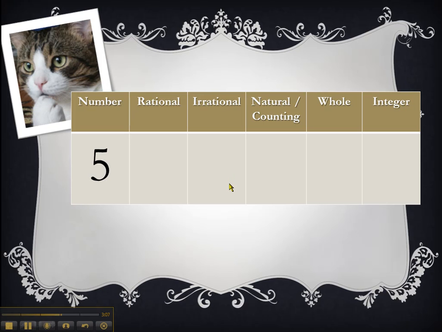Alright, so in our next slide, our next video, we'll take a look at these numbers and what subsets they're a part of. So we'll have a little quiz here. Just look for the subsets of rational numbers quiz.